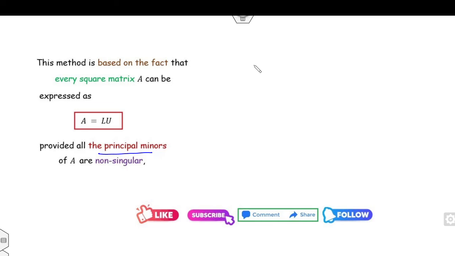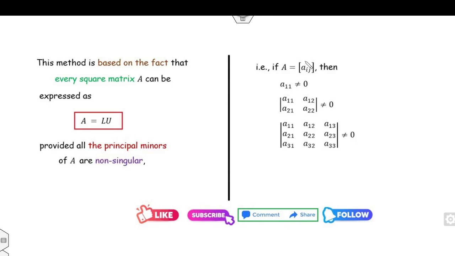What is the meaning of the principal minors being non-singular? If you have the matrix A, then A11 is non-zero. The 2 cross 2 minor is non-zero. The 3 cross 3 principal minor will be non-zero. For example, if I say my matrix is 2 2 4, 2 2 9, 3 7 4, now clearly A11 is non-zero, but you can see the determinant of this is 0, therefore it can never be written in the form of L into U.